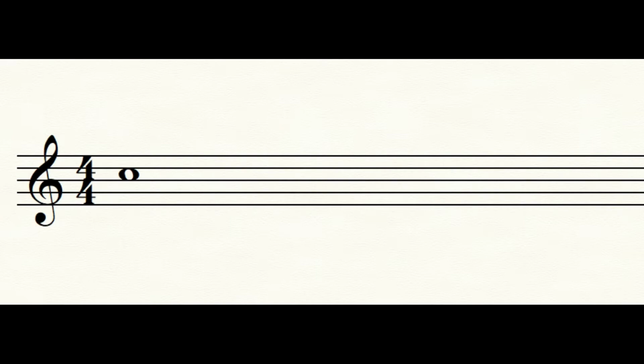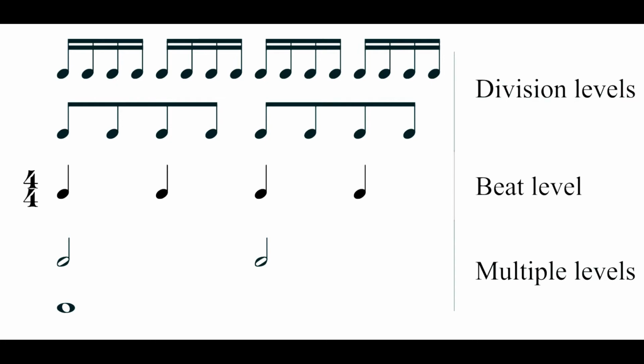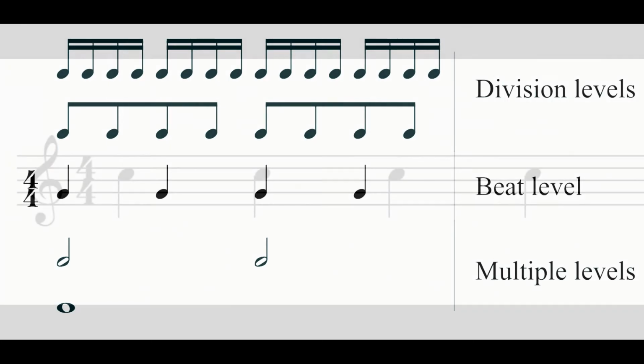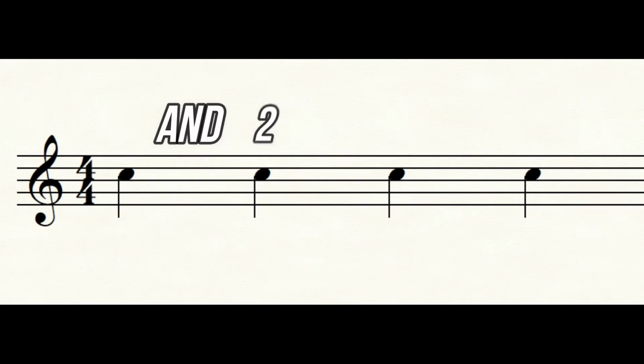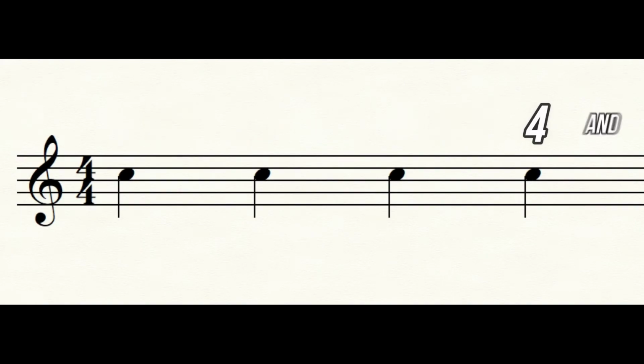Let's raise the difficulty. Another thing I should mention: when you have to say more than a syllable in a beat, you need to divide the pulse. You can see in the image the beat level, in which we have practiced some exercises. The multiple levels are not hard, but the division levels are something else. To do that, you need to make the count like this: 1 and 2 and 3 and 4 and 1 and 2 and 3 and 4 and. Did you get it? Now, the exercise.